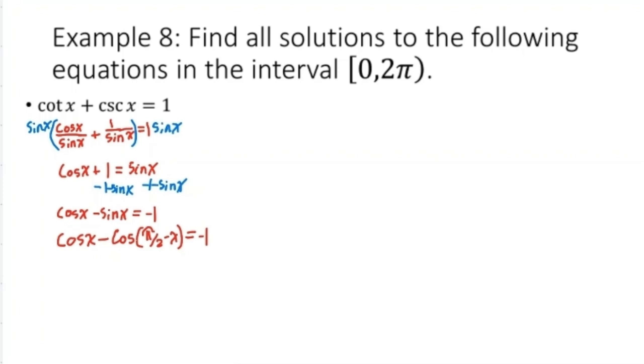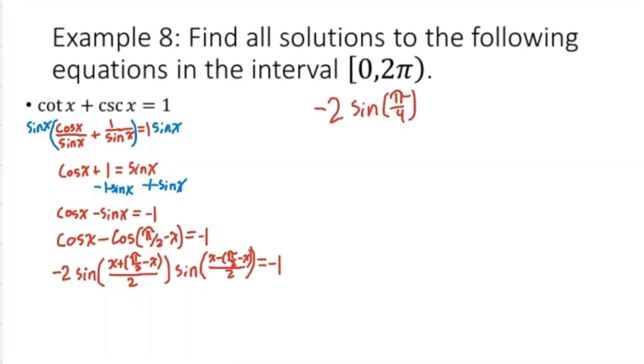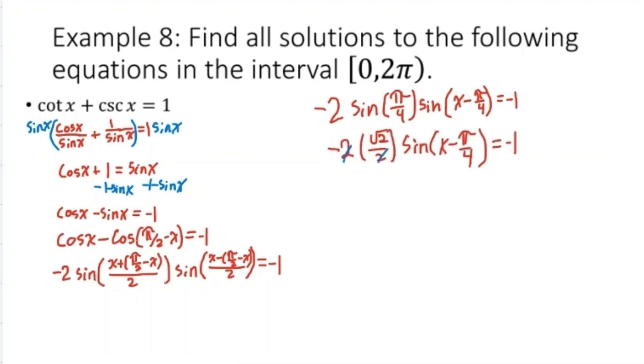So thanks to the cofunction identities, I'm now subtracting 2 cosines, and I can use my fourth sum to product formula. And we get -2 sine of (x plus pi over 2 minus x) all over 2 times sine of (x minus (pi over 2 minus x)) all over 2 equals -1. If we simplify what's inside of our sines, we get -2 sine pi over 4 times sine of x minus pi over 4, which still equals -1. Pi over 4 is an angle we know on the unit circle, so we can evaluate. The 2's cancel. We can divide both sides by -√2, and we get that sine of x minus pi over 4 equals √2 over 2.